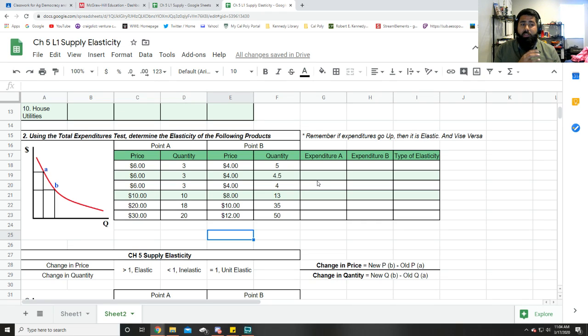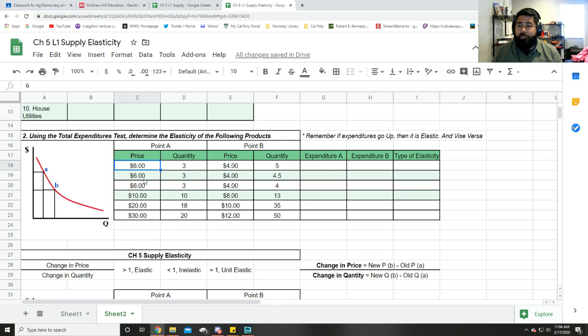If it's vice versa, so let's say as the price decreases, we're spending less money, that means it's inelastic. And if as the price decreases, overall we're spending the same money as before, that means it is unit elastic. Okay, so let's just do this first problem as an example.